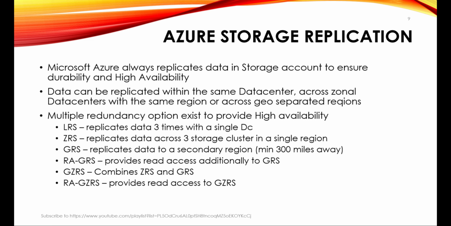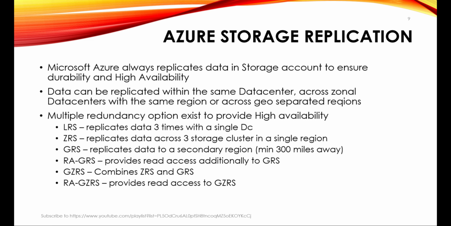All right. The next one is RAGRS, that is read access geo redundant storage. It provides read-only access to the data in the secondary location, in addition to the data which is geo-replicated to the secondary region.